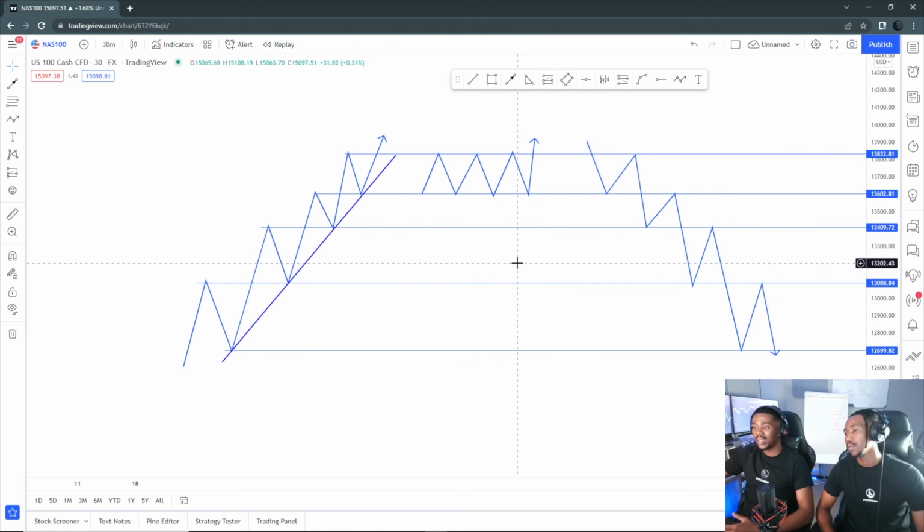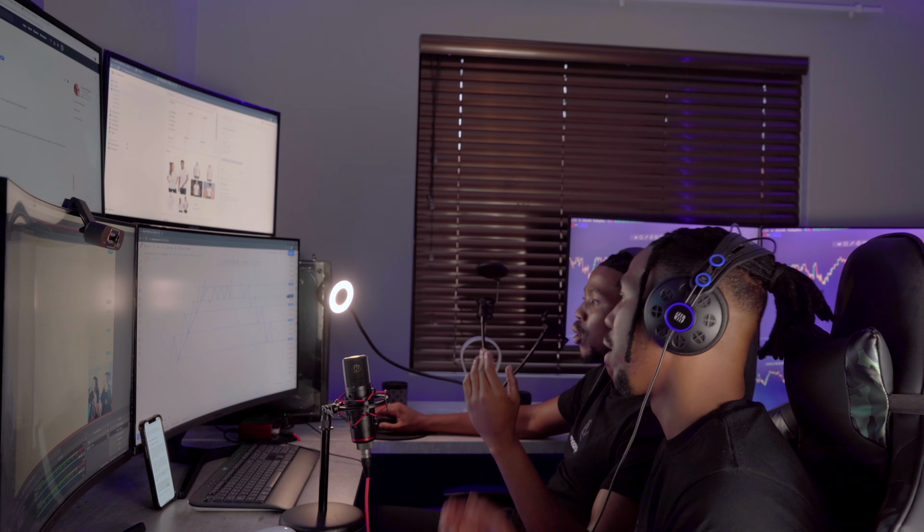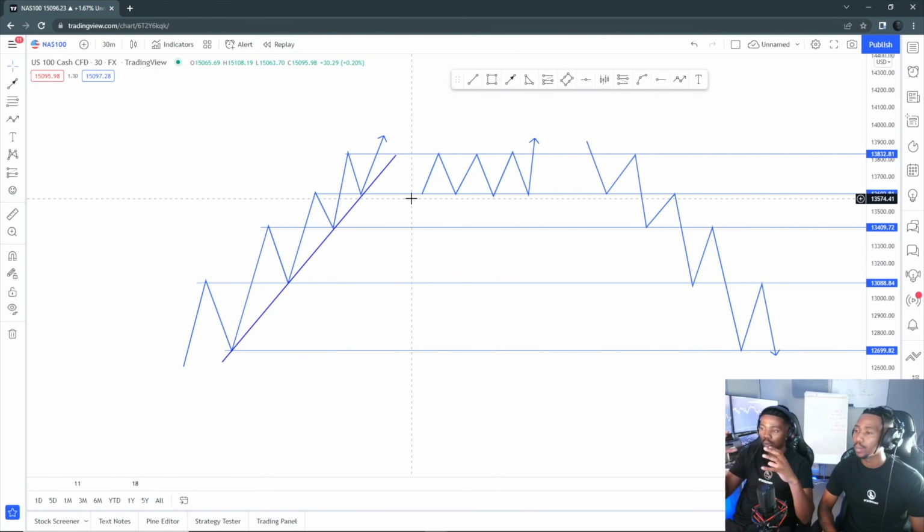What is a consolidation market? A consolidation market is when the trend is basically stuck in the same place. You can see there's no overall bullish momentum or bearish momentum. The market is still locked in the same place.